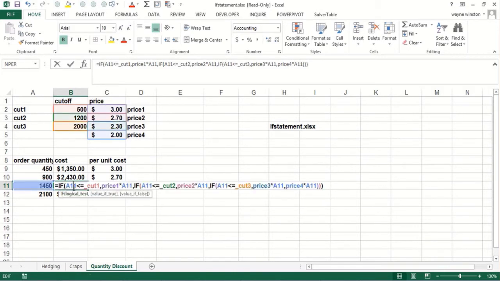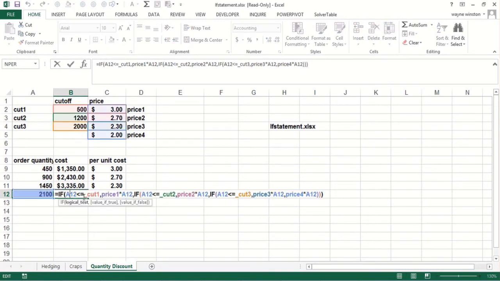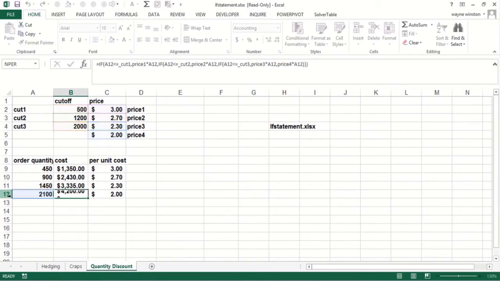What happens here? You ordered 1450. Is 1450 less or equal to 500? No. Is 1450 less or equal to 1200? No. Is 1450 less or equal to 2000? Yes. So then you would pay the third price, $2.30 times 1450. That's $3335. What happens if you order 2100? Is 2100 less or equal to 500? No. Is 2100 less or equal to 1200? No. Is 2100 less or equal to 2000? No. You're now at the last branch, which is the fourth price, $2 times 2100, $4200.